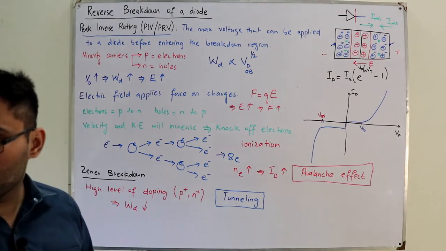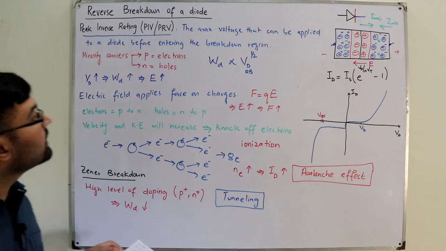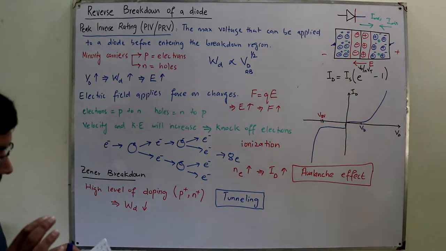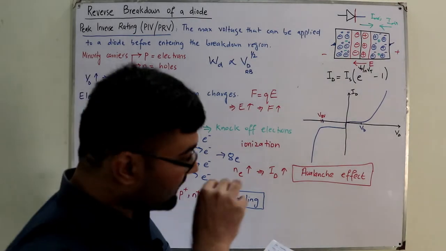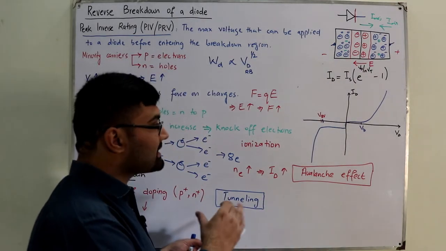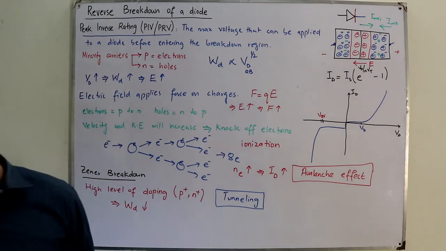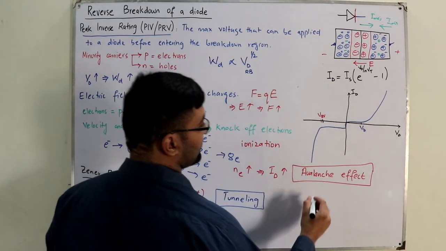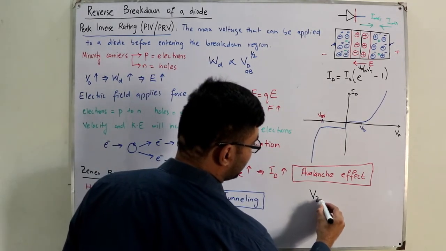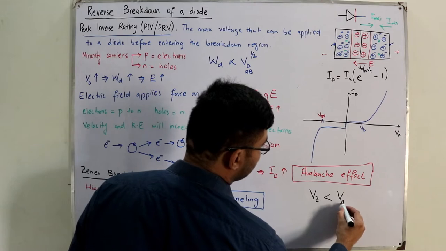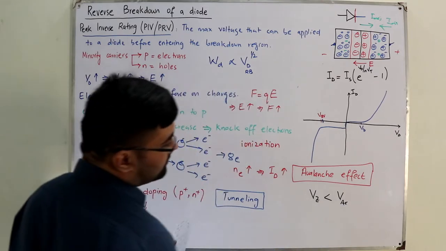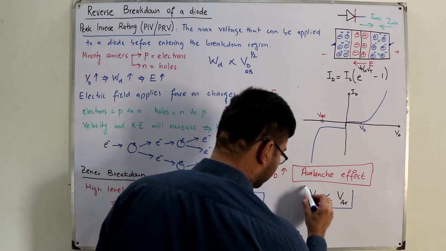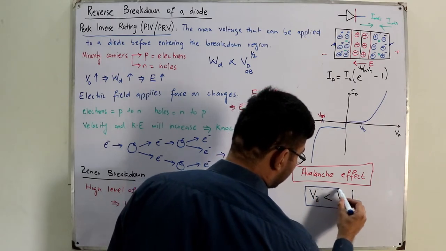Now we have another point. And what is that point? That the Zener potential, the breakdown potential in the Zener effect, is less than in the avalanche effect. So this is an important point. Let me write it over here: V Zener is less than V avalanche. And why is that? Most probably you've understood the reason. That is because of the width of the depletion region. Breakdown would be achieved earlier.